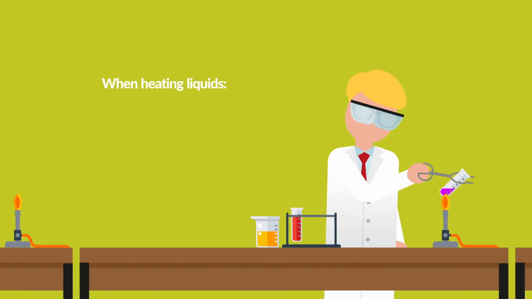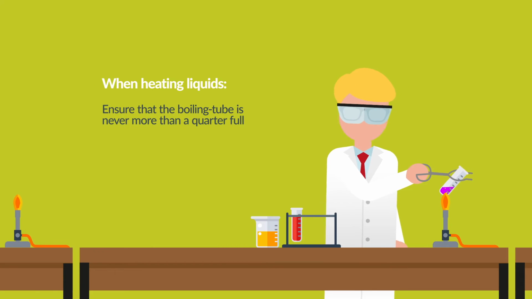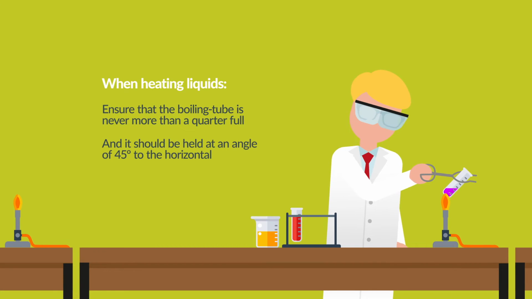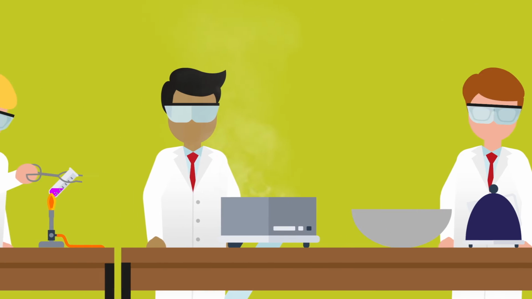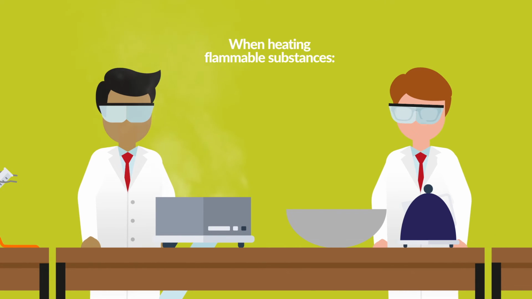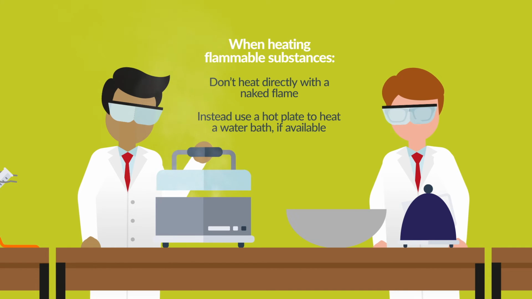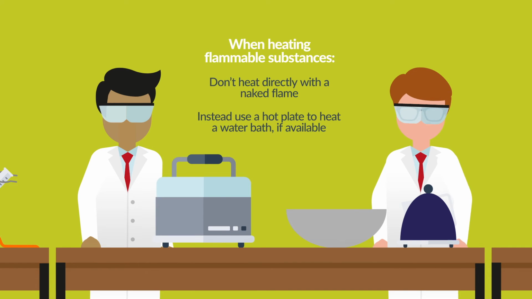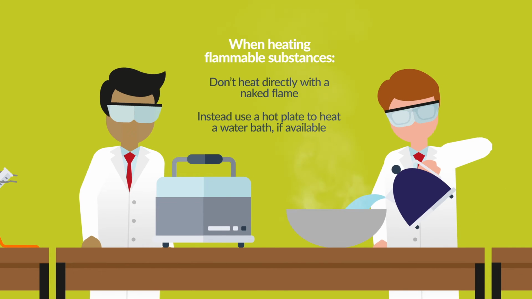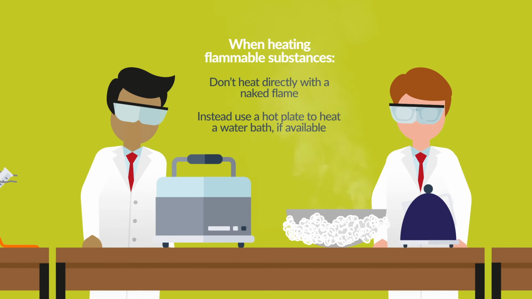When heating liquids, ensure that the boiling tube is never more than a quarter full, and it should be held at an angle of 45 degrees to the horizontal. It is important to remember when heating flammable substances, you don't heat it directly with a naked flame. Instead, use a hot plate to heat a water bath if available. If not, use hot water from a kettle or pan, then insulate the water bath using felt or cotton wool.